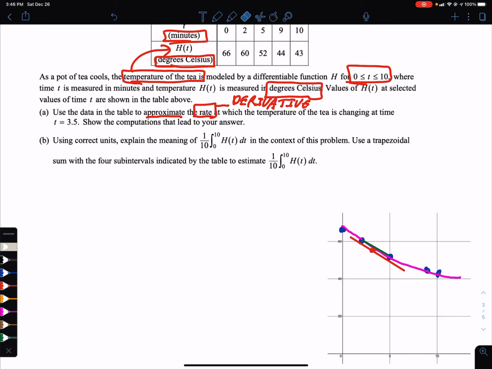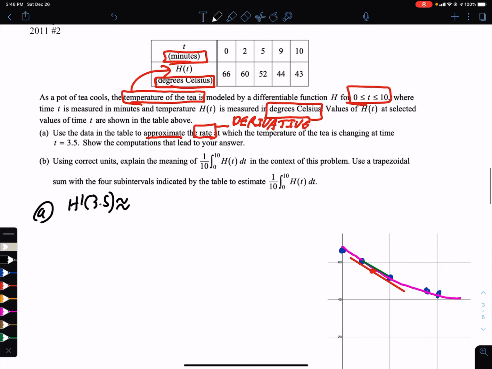So part A, I'm going to say h prime at 3.5 is approximately equal to the average rate of change. So the change in y is h of 5 minus h of 2 over 5 minus 2. And h of 5 is 52, h of 2 is 60, over 3, negative 8 over 3. So I get the answer of negative 8/3.